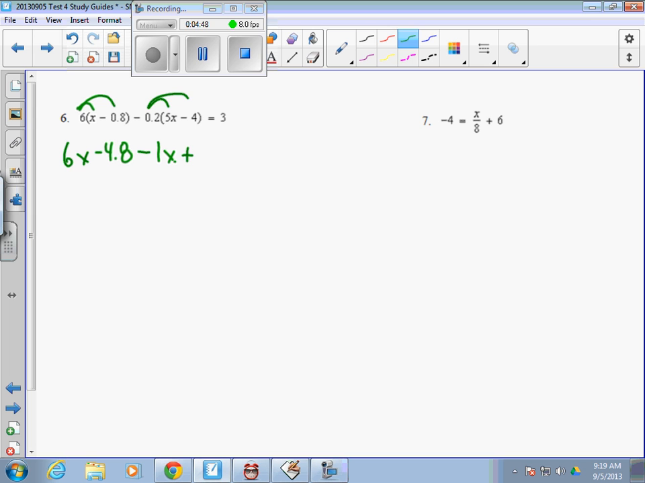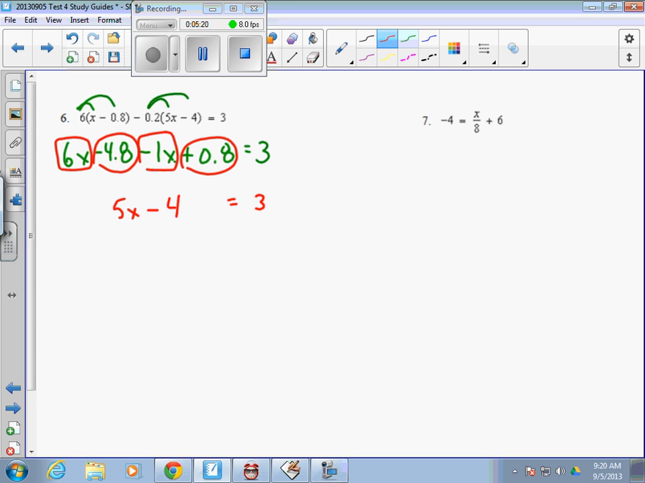4 times 2 is 8, but you have to move the decimal over one time. So it becomes 0.8 equals 3. So combine all of your like terms that are on your left side of the equal sign. Combine 6x and negative 1x. That gives you 5x. Combine negative 4.8 and positive 0.8. So 4.8 minus 0.8 leaves us with negative 4. Bring the rest of it down, equals 3.